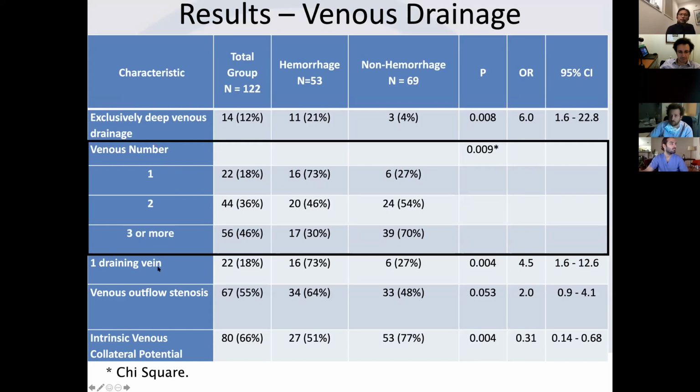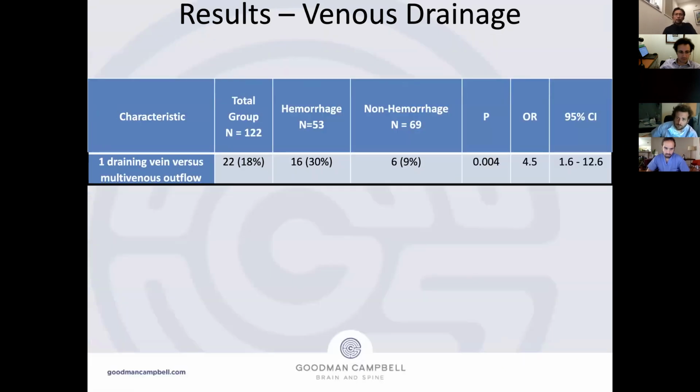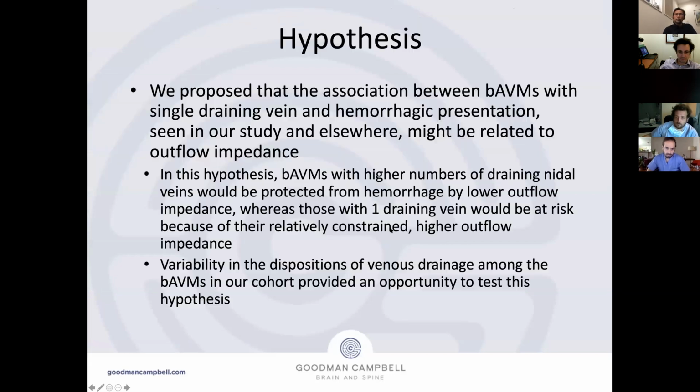And single draining vein was statistically significantly associated versus multivenous outflow with hemorrhagic presentation on its own with an odds ratio of 4.5. There were others that were statistically significant, including venous outflow stenosis, as well as what we called intrinsic venous collateral potential, which we'll get into in more detail in just a moment. This was actually protective from hemorrhage. That's single draining vein, and you can see once again the odds ratio was 4.5. So increased risk with single venous outflow.